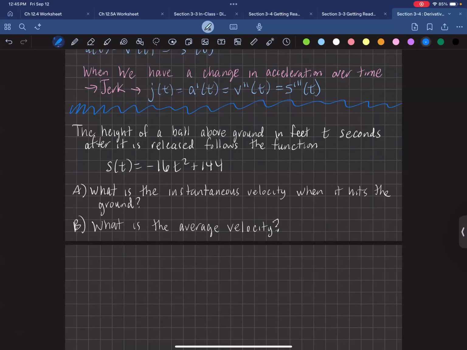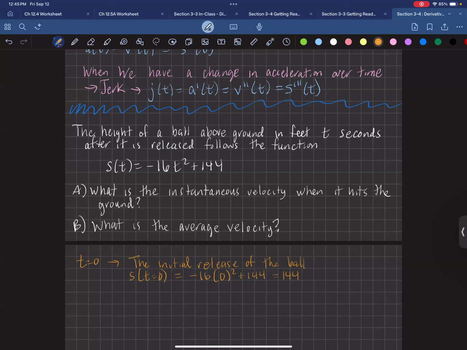Okay, so just to give you an idea of what's going on, if we say t equals 0, this is when the initial release of the ball. S of t equals 0 is negative 16 times 0 squared plus 144, which equals 144. So this is like a y-intercept kind of, and it represents starting height.